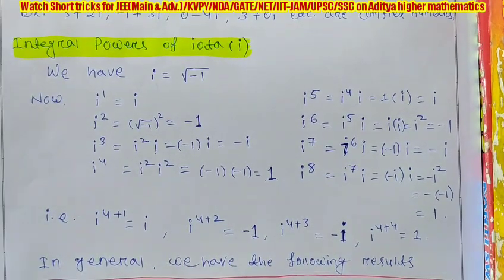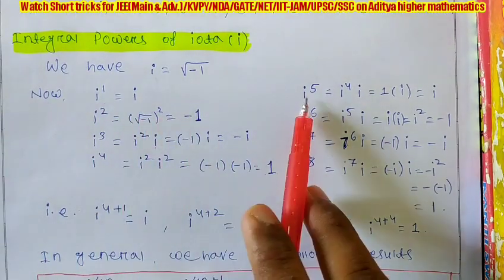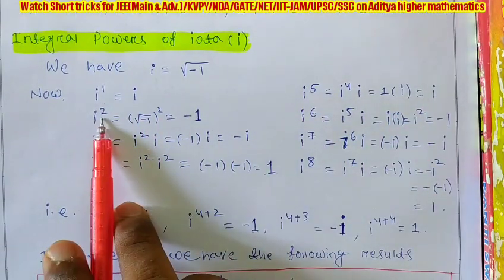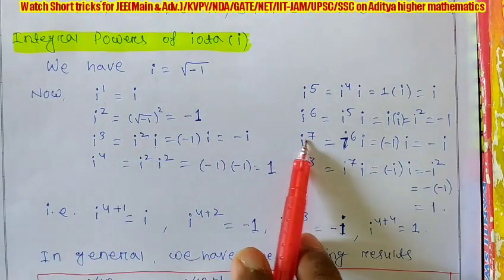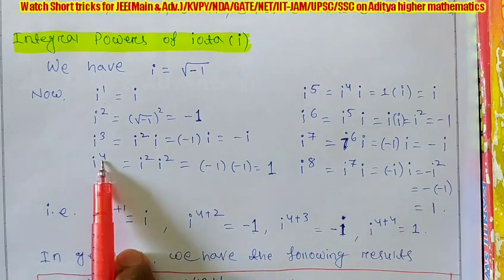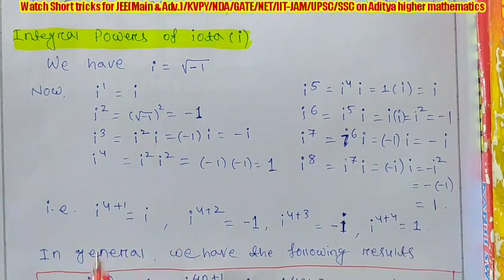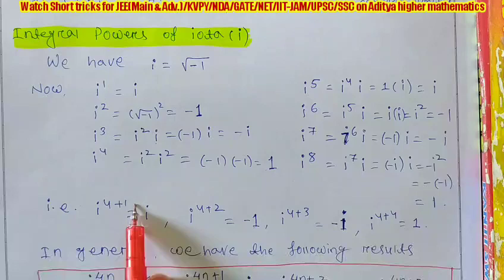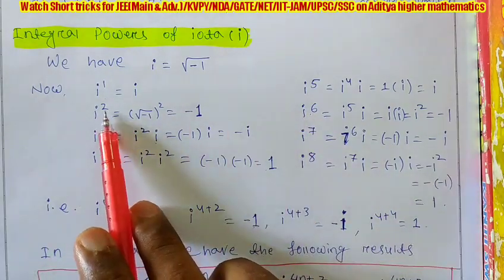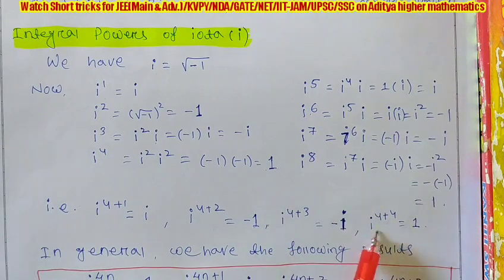And what you are observing, one trend or pattern is coming here. You see, I to the power 1 is I, and I to the power 5 is also I. I to the power 2 is minus 1, I to the power 6 is minus 1. I to the power 3 is minus I, I to the power 7 is minus I. Similarly, I to the power 4 is 1, also I to the power 8 is 1. Then what is the pattern? 4 plus 1 means you are again getting I, since 5 is 4 plus 1. 6, which is 4 plus 2, is minus 1. 7, which is 4 plus 3, is minus I. 8, which is 4 plus 4, is 1.